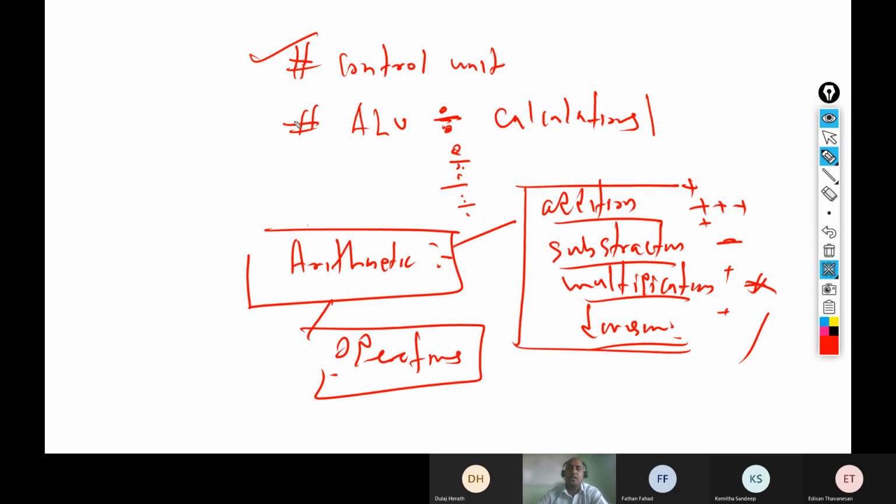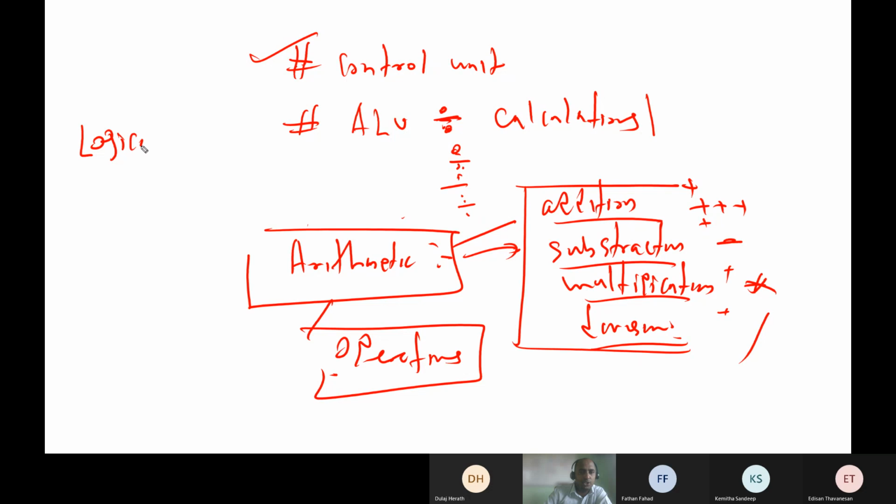So these are done by the ALU. Arithmetic operations are done by the ALU. And the other name is logical. Arithmetic and logical unit, no? So what are the logic operations?